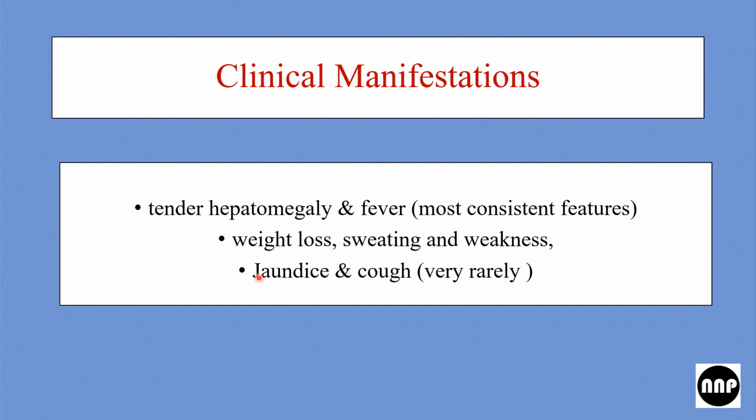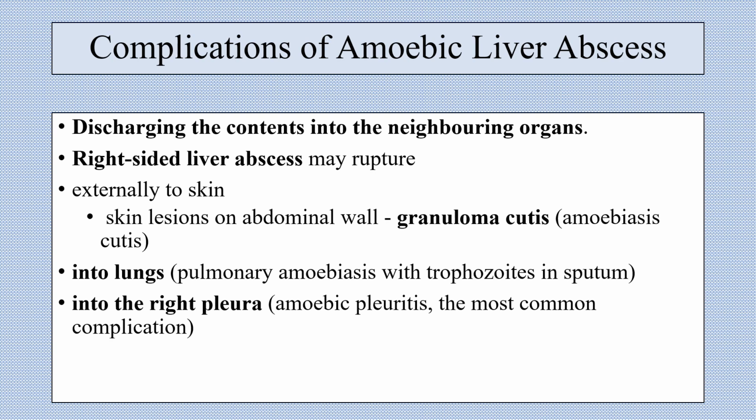It may be associated with weight loss, sweating and weakness, and very rarely they will present with jaundice and cough. So here what we have to remember: tender hepatomegaly and fever. Tender hepatomegaly and fever will be the most consistent feature of amoebic liver abscess. Now let us read about the complications of amoebic liver abscess.